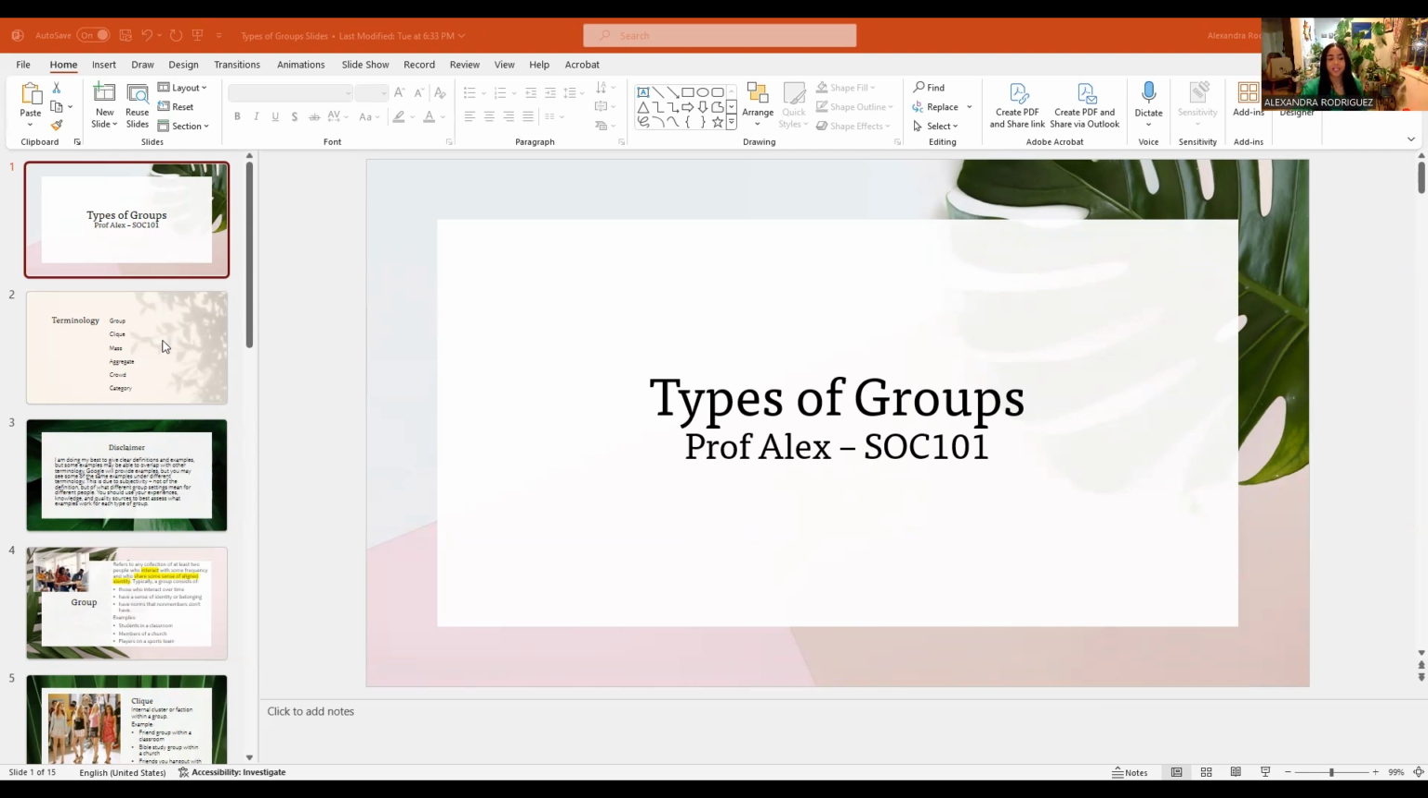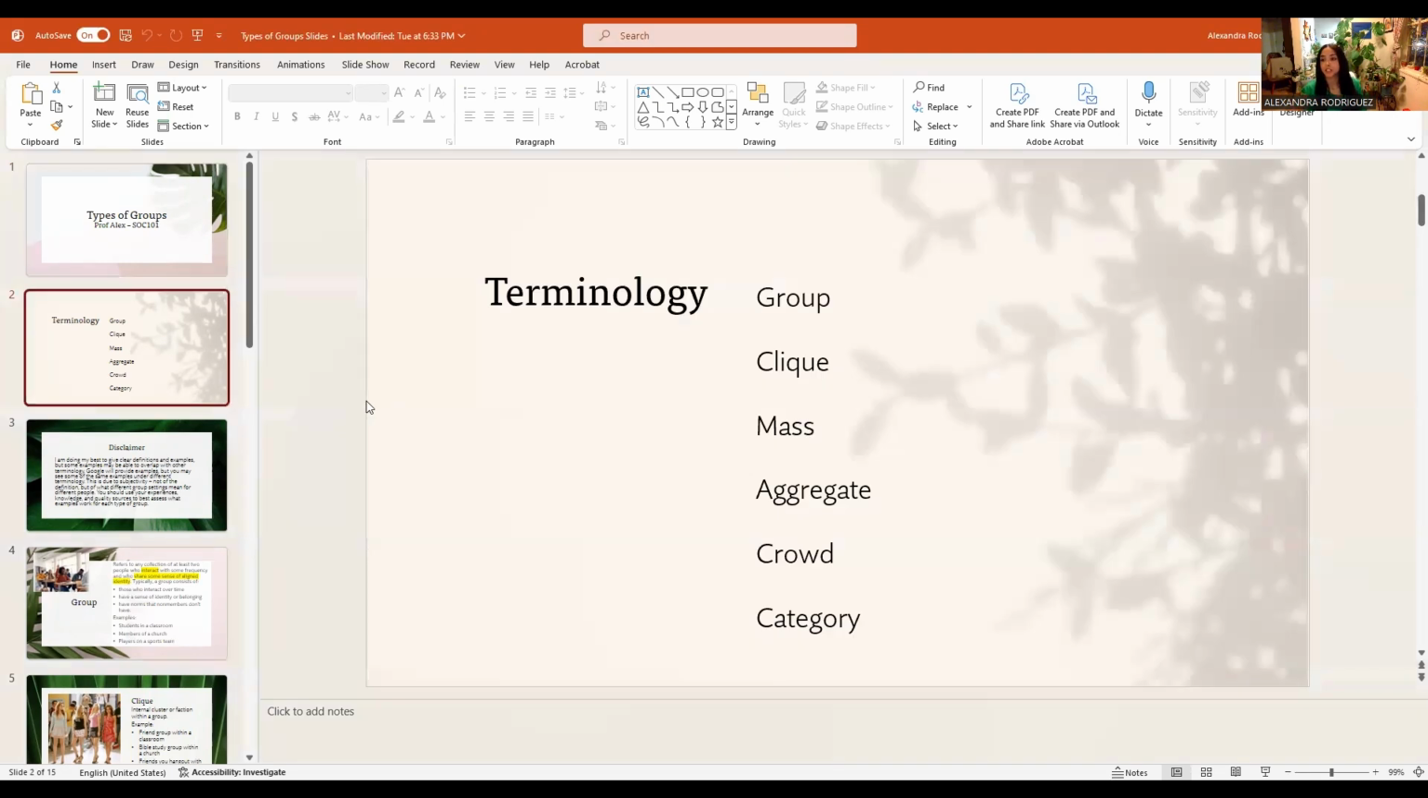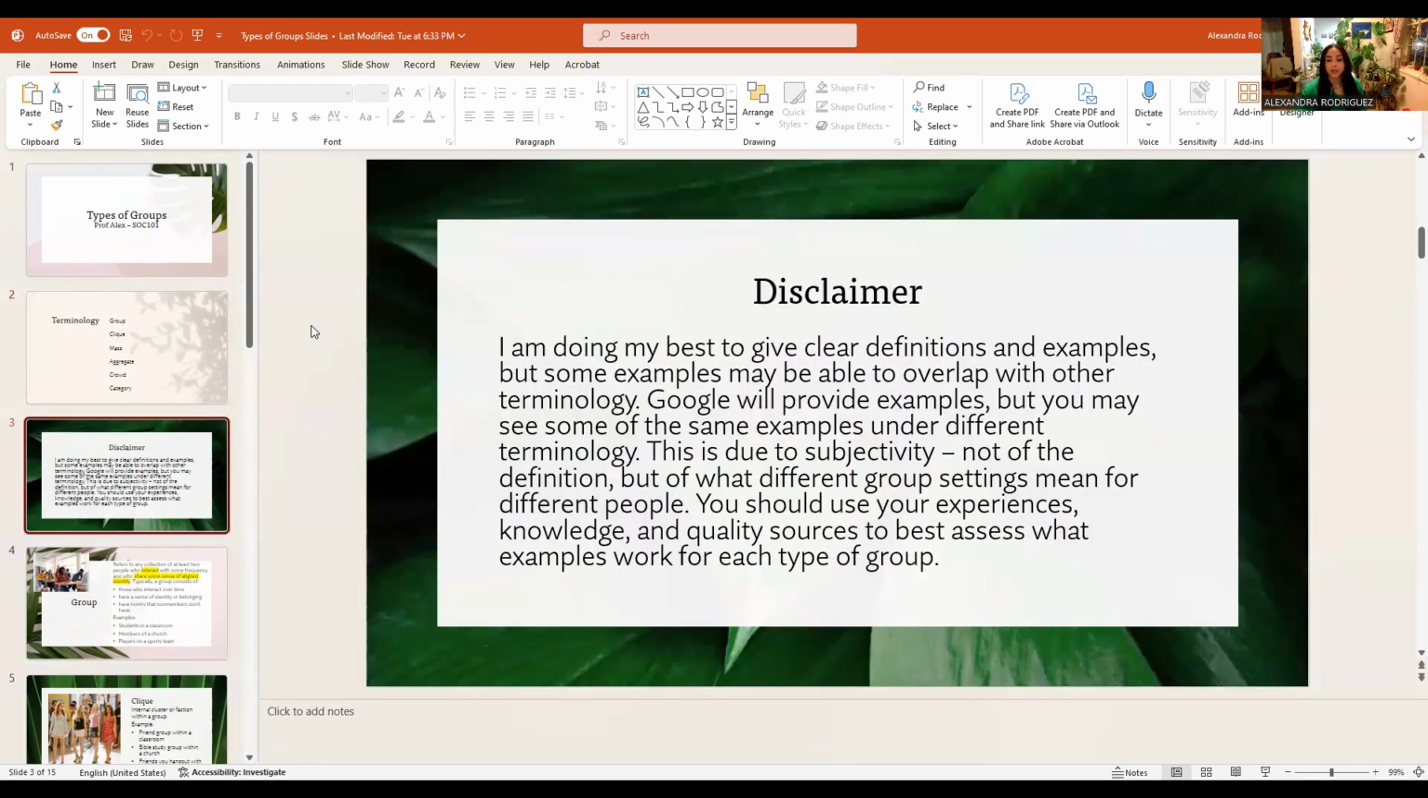So again, types of groups in sociology, some main terminology will be group, clique, mass, aggregate, crowd, and category. A disclaimer is that when you Google examples, or some of the examples that I give, might overlap for different terminology. This is because not so much that the definition is subjective, but what a group means to someone, and how they perceive that group, might change how they therefore categorize it.